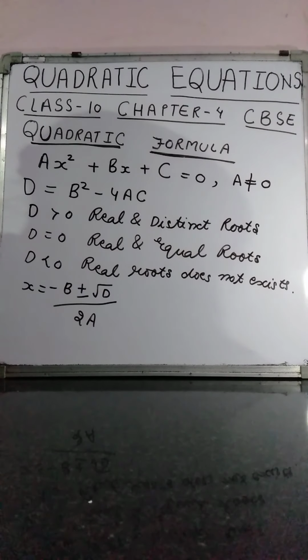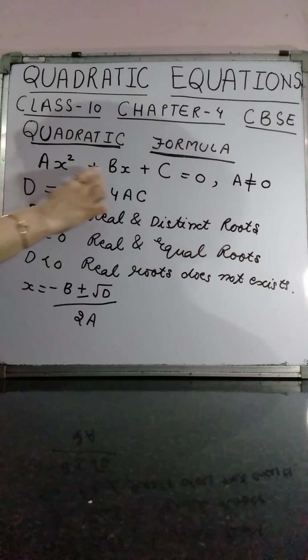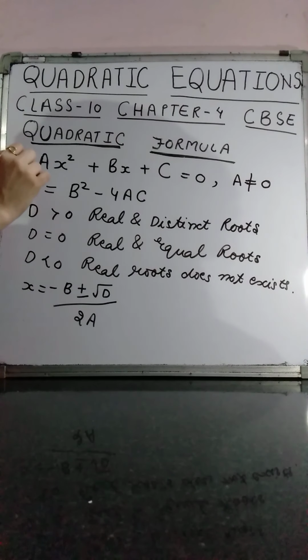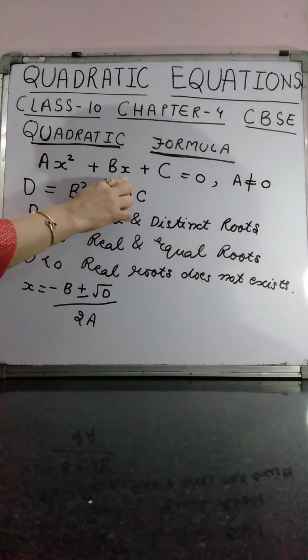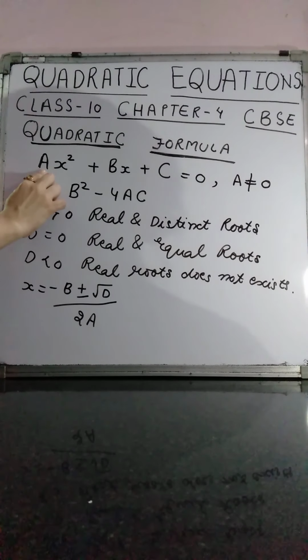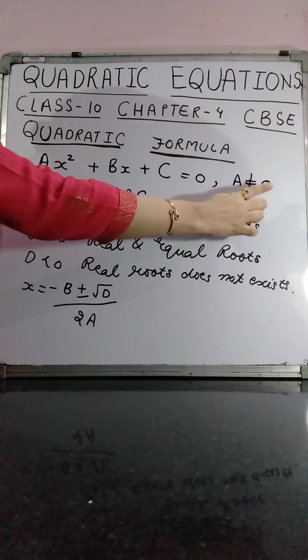Today we will be solving quadratic equations by the quadratic formula. First of all, the quadratic equation is given by ax² + bx + c, where a is the coefficient of x², b is the coefficient of x, and c is the constant term. And the coefficient of x², that is a, is never equal to 0.